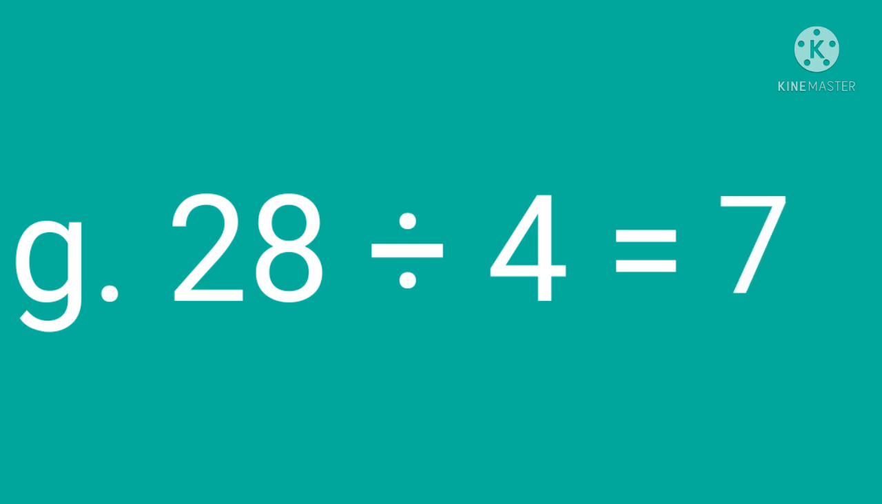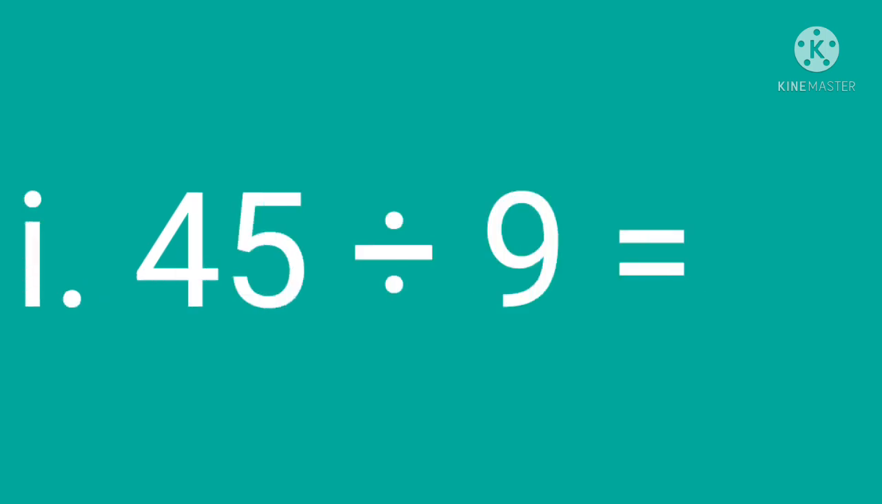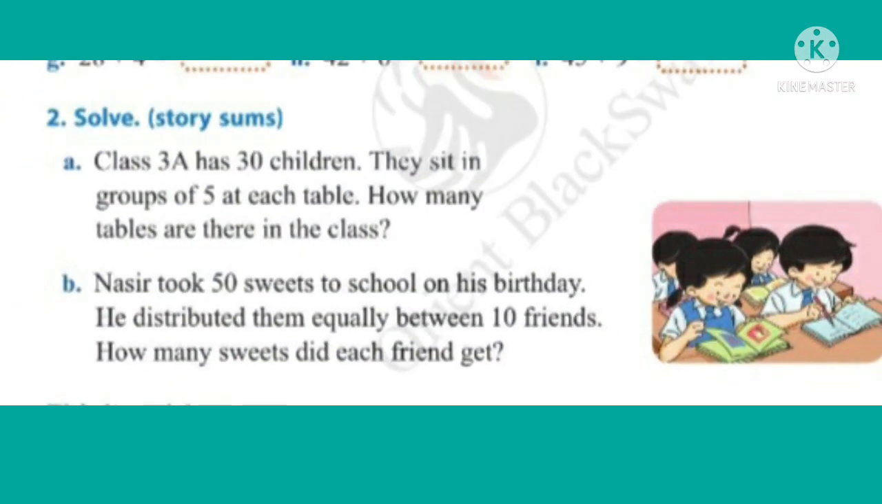And the next question, 42 divided by 6. 6 sevens are 42. So 42 divided by 6 equal to 7. That is the right answer. Now the last question, 45 divided by 9. 9 5s are 45. So 45 divided by 9 equal to 5. Yes, very good. Okay. So do these questions in your textbook.